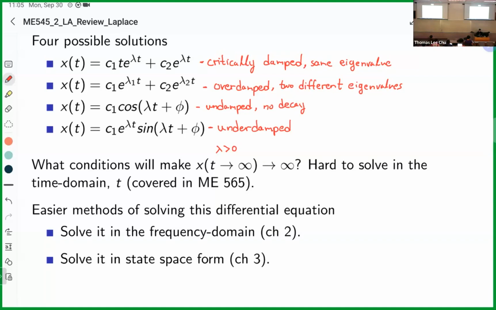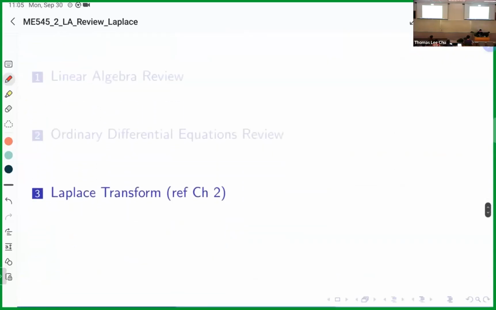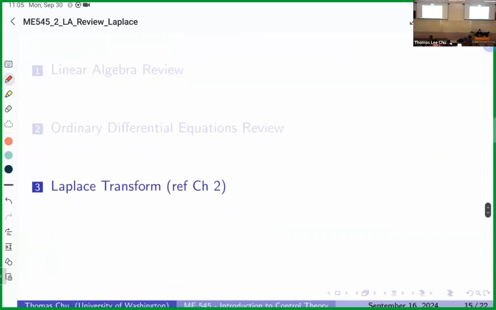Are there any questions? I know it's really boring because it's very dry, but we have to go through it, so we can finally start on chapter 2, which is going to be the Laplace transform.